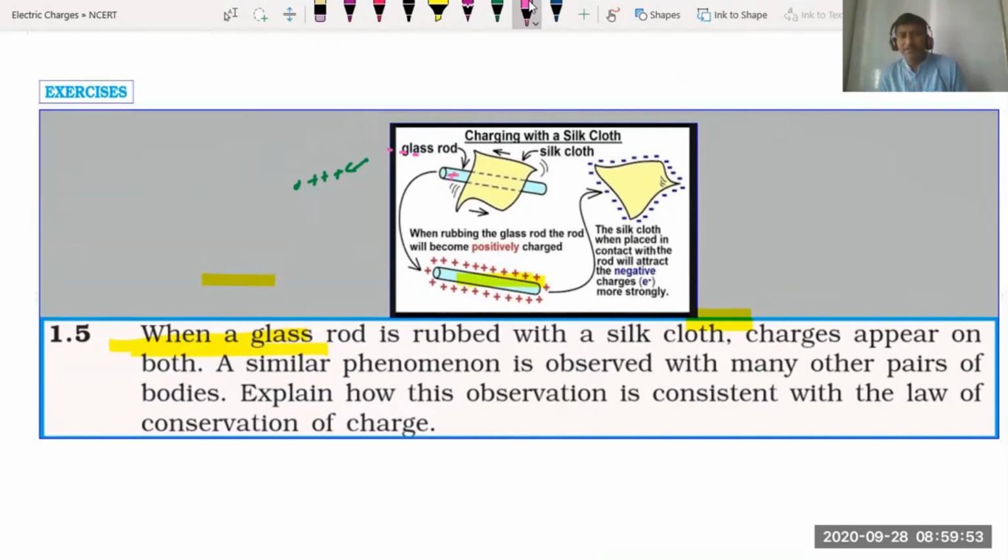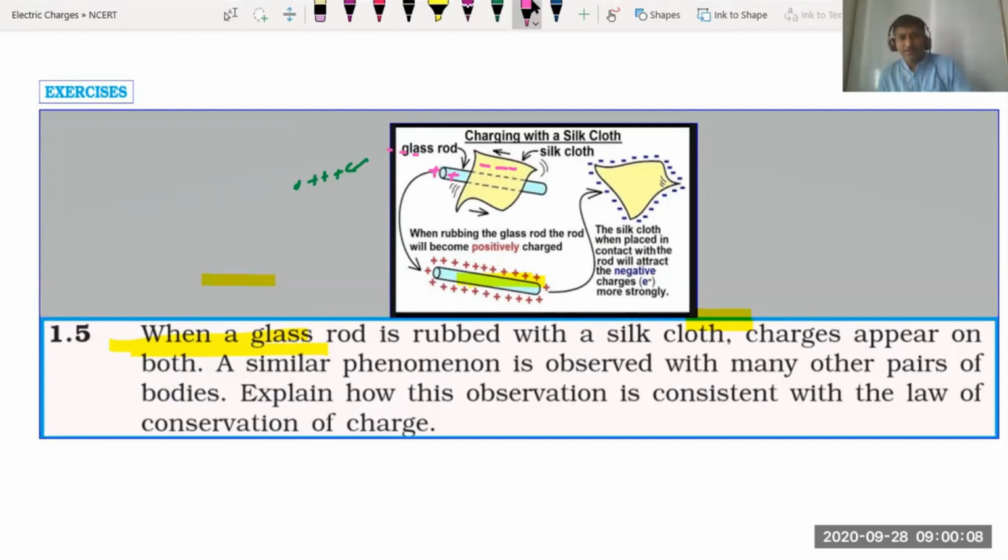So at that time what happens? This glass rod will get positive charge. Silk cloth will get negatively charged. So the one which is losing electrons will be the positively charged one. The one which is gaining electrons is said to be the negatively charged one.